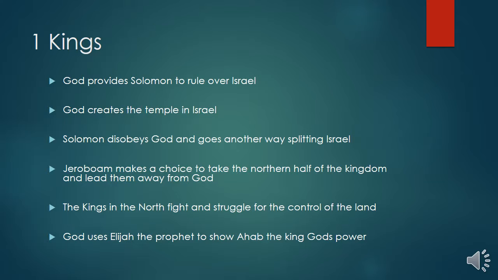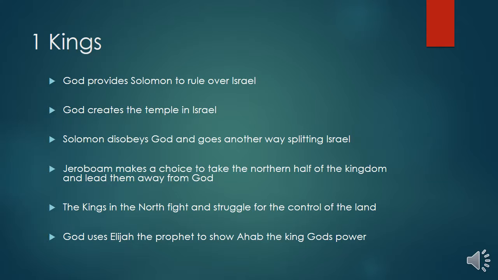Solomon disobeys God and goes another way, splitting the kingdoms of Israel. So even though Solomon was appointed, and Solomon was actually one of the wisest kings, he still made a lot of mistakes, and one of the great ones was splitting Israel. Jeroboam makes a choice to take the northern half of the kingdom and lead them away from God. So not only is Israel split, but he just chooses entirely to take them away from God. He doesn't need God.